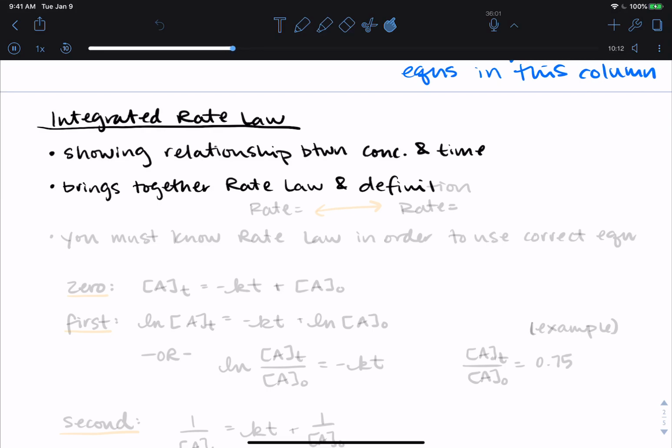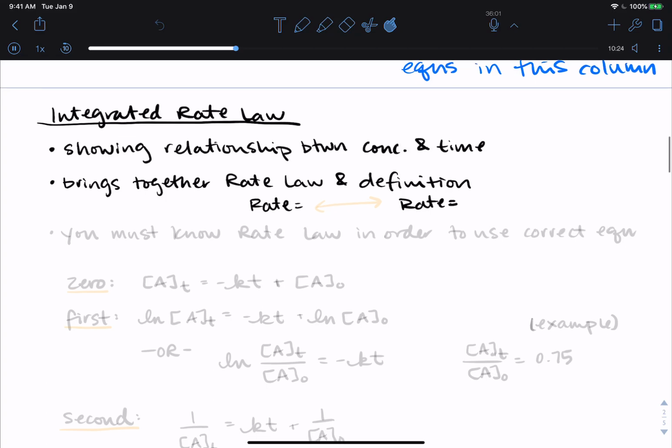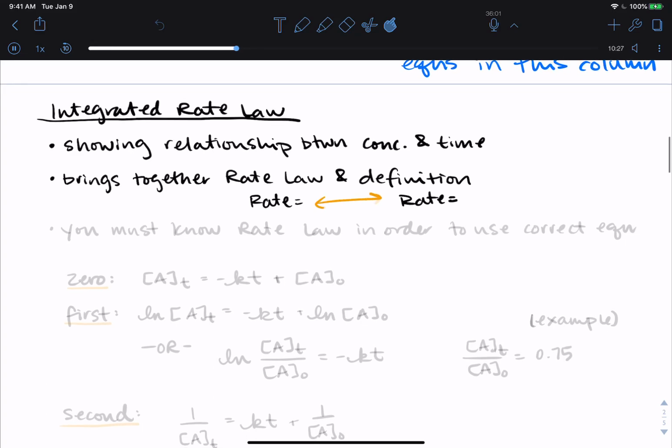So far we have done two things where we've written rate equals, right? So we did this for the definition. We did this for the rate law. Well, guess what? These two values also equal each other. So if you set the definition of rate equal to the rate law, and then do just a little bit of calculus that we are not going to do, you get the integrated rate law. So it really is integrated, as in integrated over time.